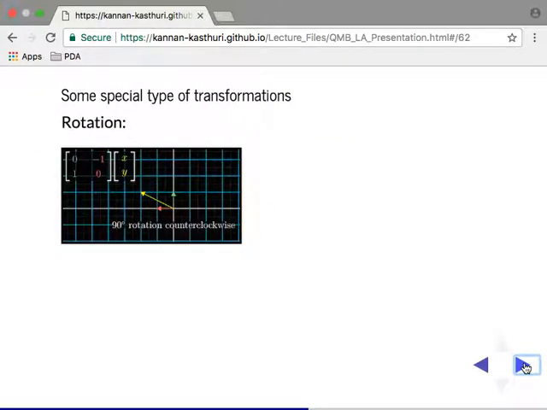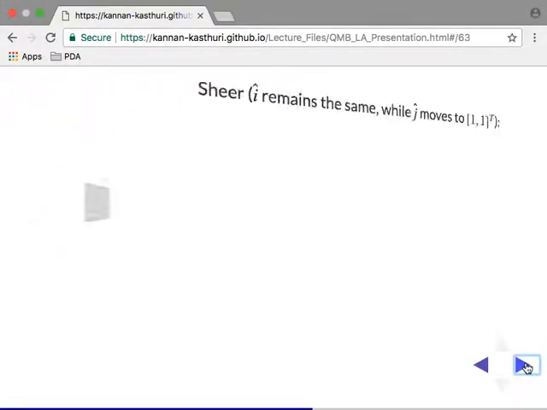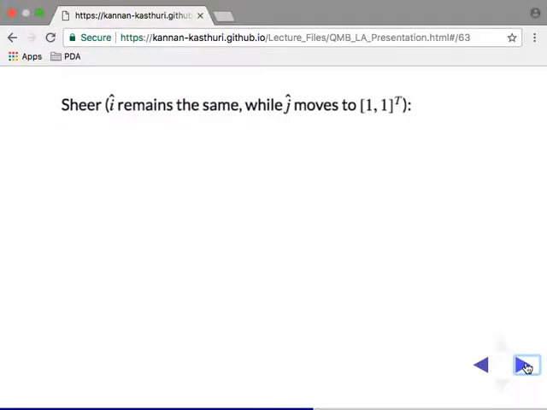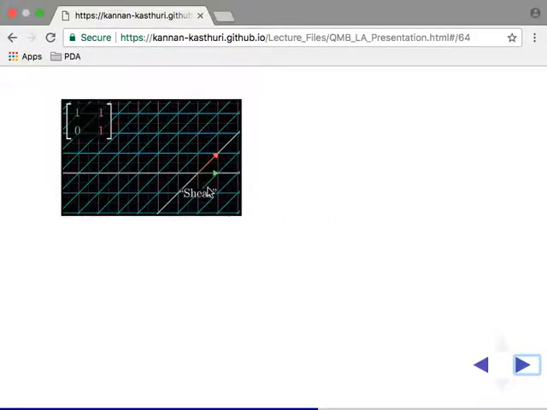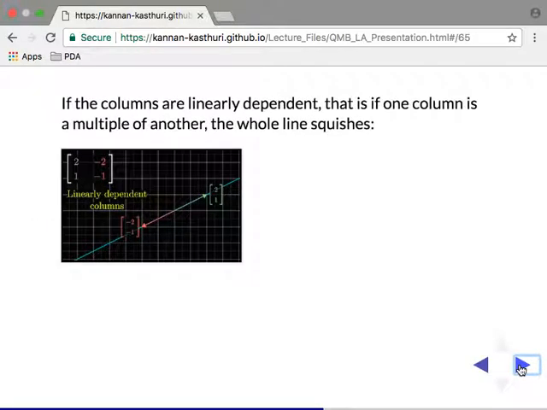Okay, so there are some special types of transformation. For instance, rotation, right? You are rotating by 90 degrees counterclockwise. All you're doing is taking this: i lands on 0 and 1, and it's going to land here, at minus 1 and 0. So it's a 90-degree counterclockwise rotation. Similarly, for shear, i remains as 1 0 and the j coordinate just moves to 1 1, right? So everything is going there. So it's a shear transformation, right?